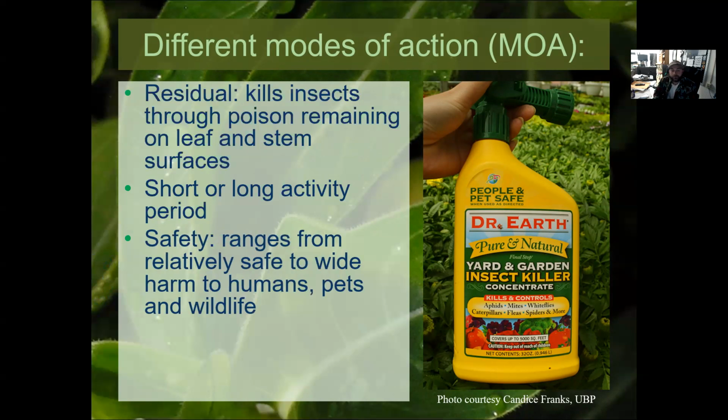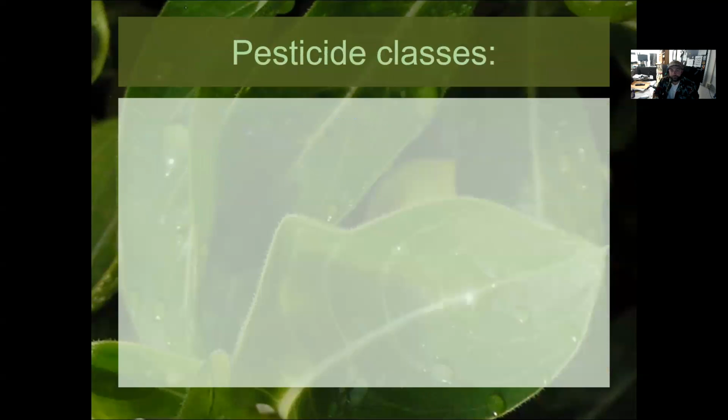So safety ranges from relatively safe to wide harm to humans, pests, and wildlife. So there is a few different categories of pesticides here whenever it comes to the danger of them. So that would be caution, warning, danger, and if it's something really potent, danger, poison. So pesticide classes.